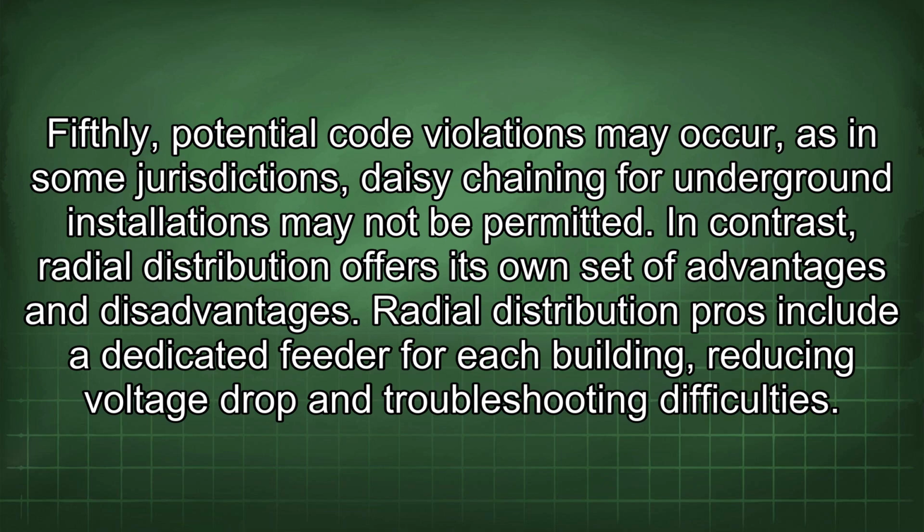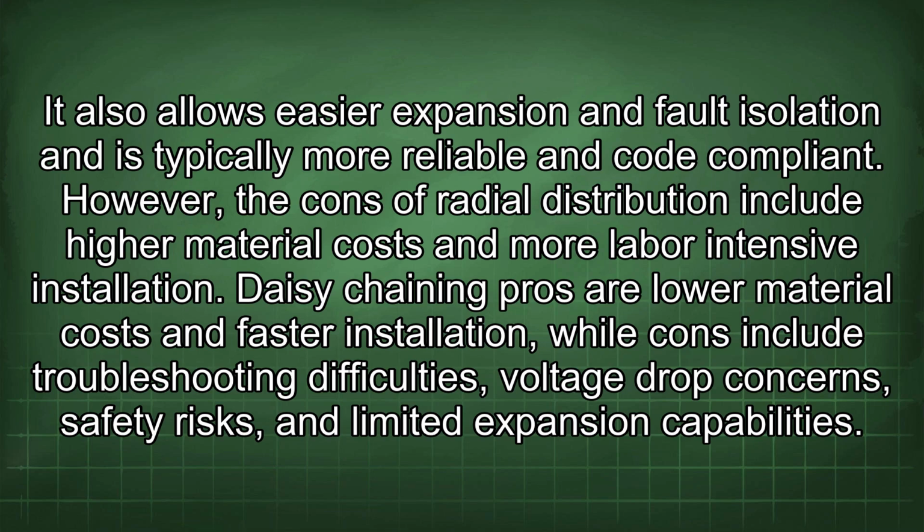In contrast, radial distribution offers its own set of advantages and disadvantages. Radial distribution pros include a dedicated feeder for each building, reducing voltage drop and troubleshooting difficulties. It also allows easier expansion and fault isolation and is typically more reliable and code compliant. However, the cons of radial distribution include higher material costs and more labor-intensive installation.